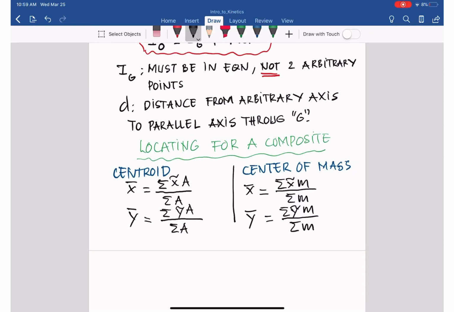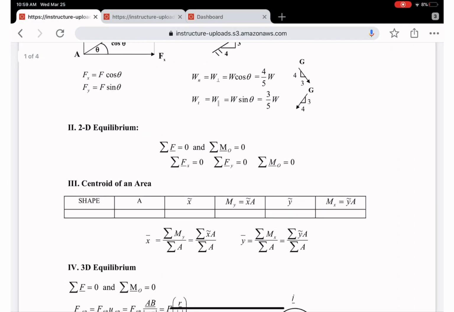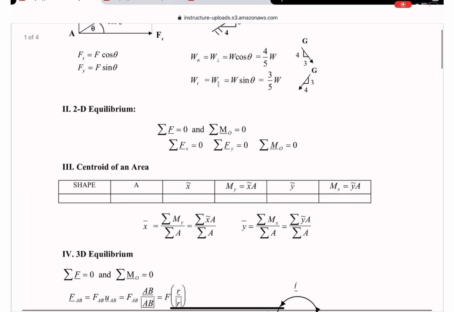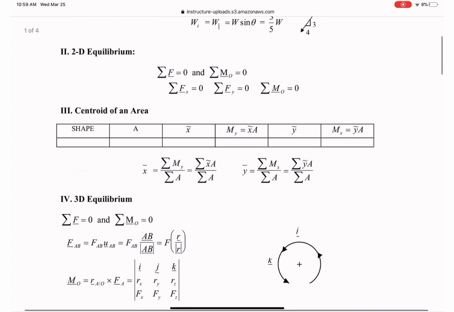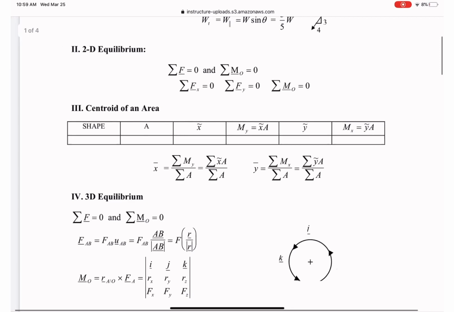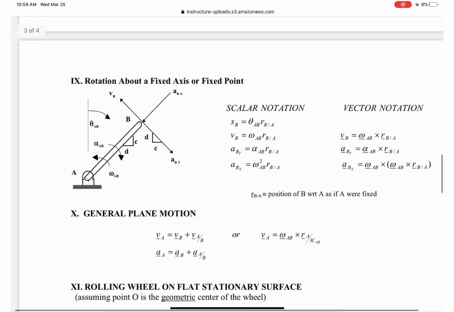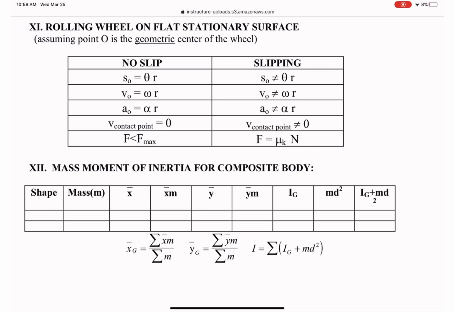And if you recall, if you go to the reference, for the center of the areas we make a table: shape, areas, x, moment x times a, y, and y times a. Now, to find the center of mass, and also the mass moment of inertia, we go to section 12 in your reference data card. Go to module administration, we have that one. And you see a similar table.